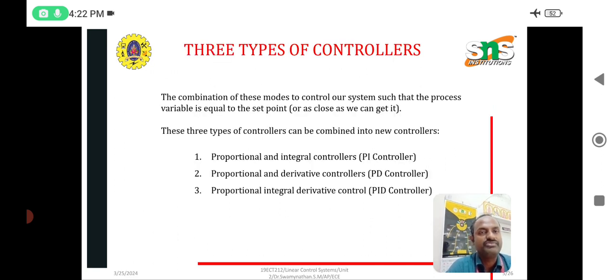So these are all the different controller types. The first one is the PI controller, proportional and integral controller, then the proportional derivative controller, that is the PD controller, and the third one is the proportional integral derivative controller. So these are all the three types of controllers.